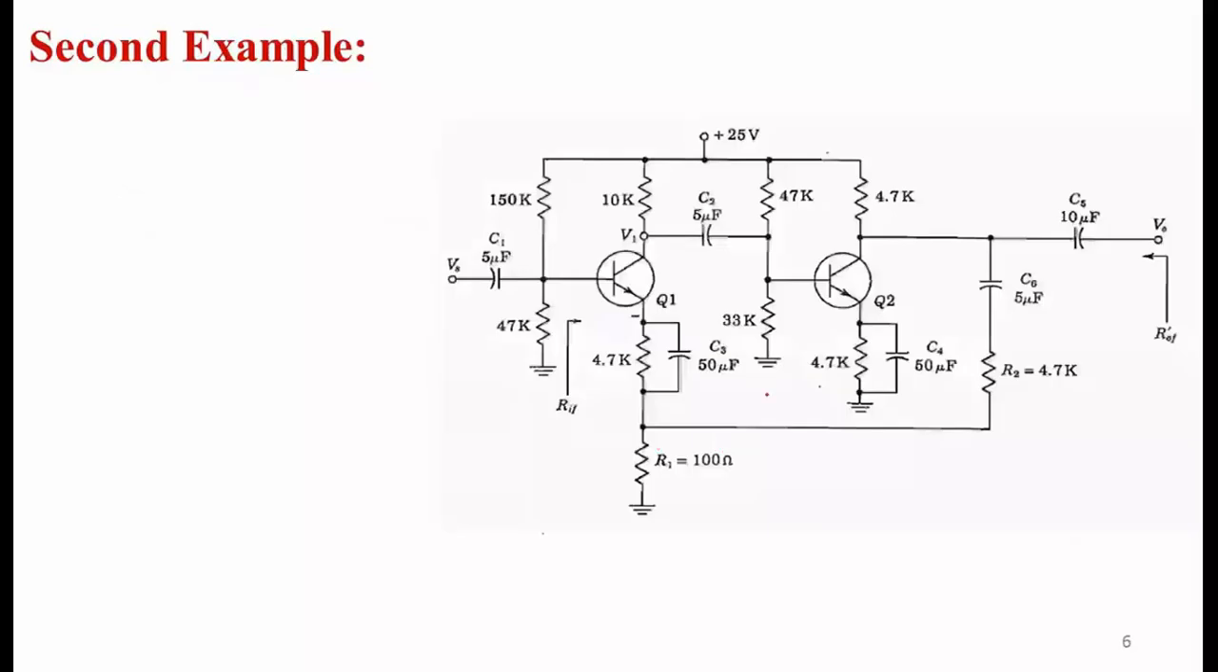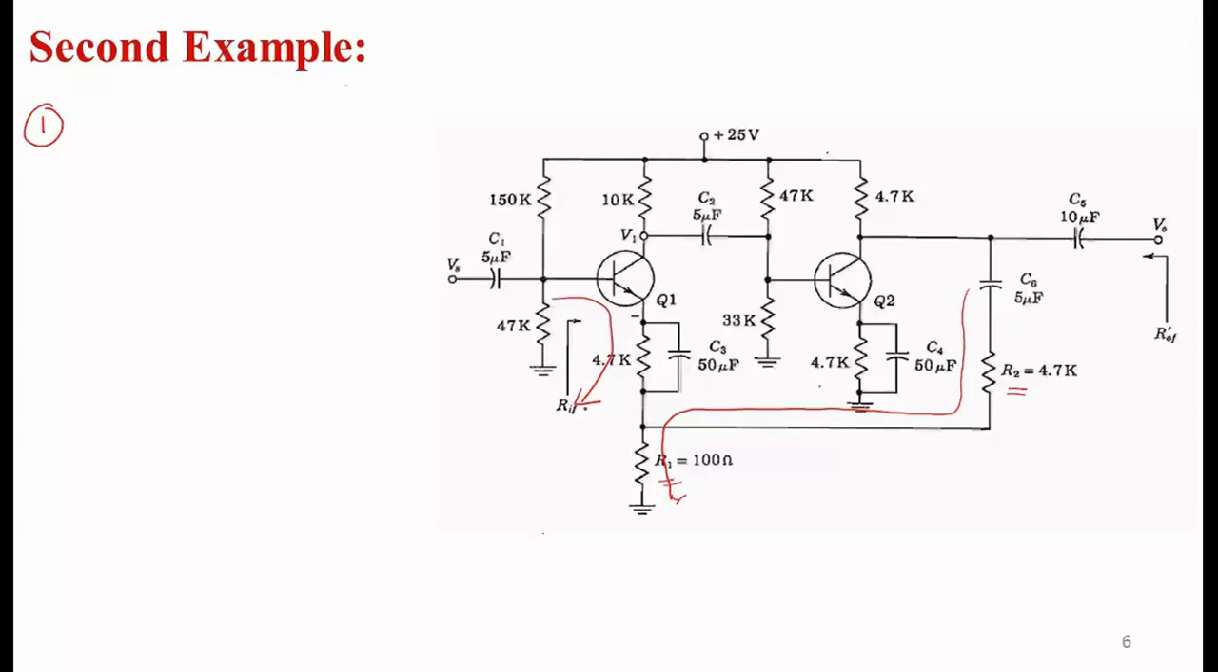Now let's discuss the second example. This is a somewhat complicated example. Let's discuss the topology of this circuit. The first step was to identify the feedback component. Here we can see this is the input side and this is the output from where we are taking the output. The sampling is coming from these two terminals, so we can say that R2 and R1 are the feedback components.